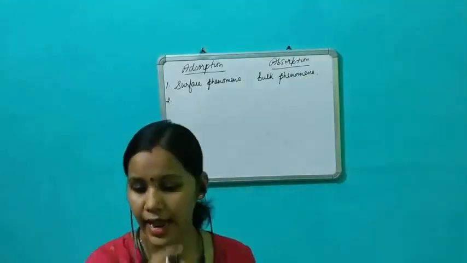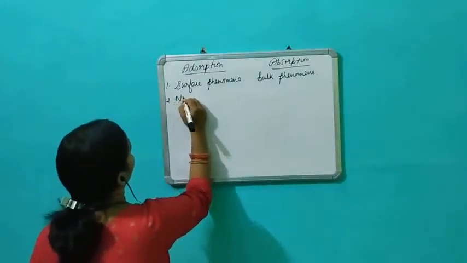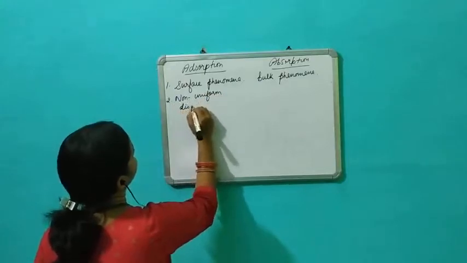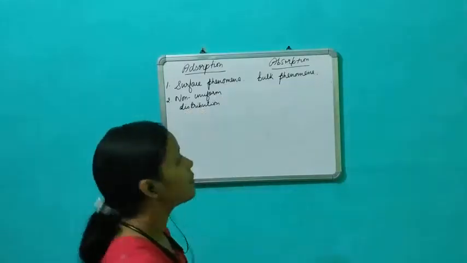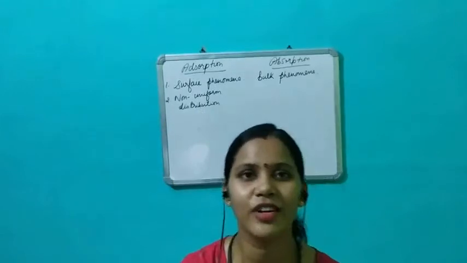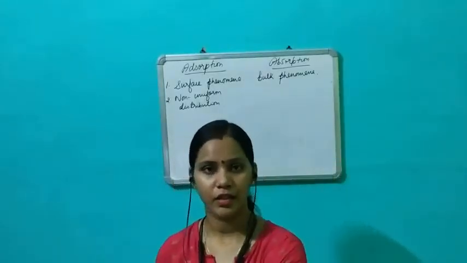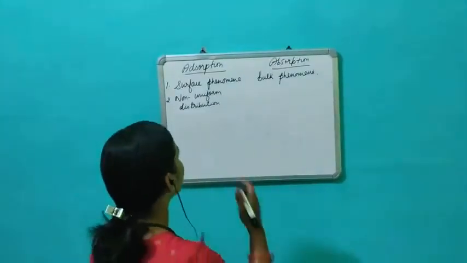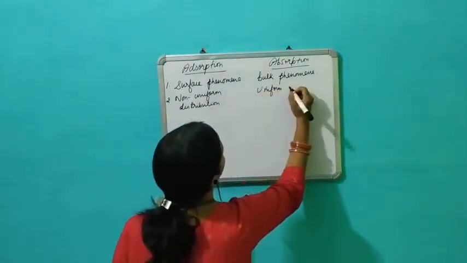Secondly, whenever there is adsorption, it happens non-uniformly. So it is having a non-uniform distribution. Whereas in absorption, there is a uniform distribution. You might have noticed when you eat gulab jamun, it doesn't happen that the first bite is sweet and the second bite is not. The third bite is sweet and the fourth part is not. It appears sweet overall. That means it is having a uniform distribution.